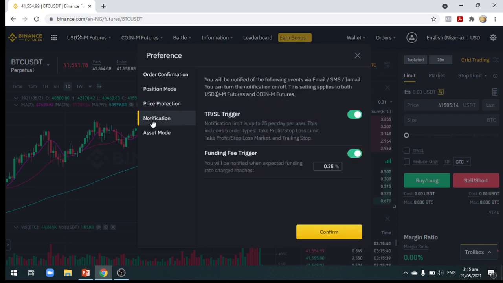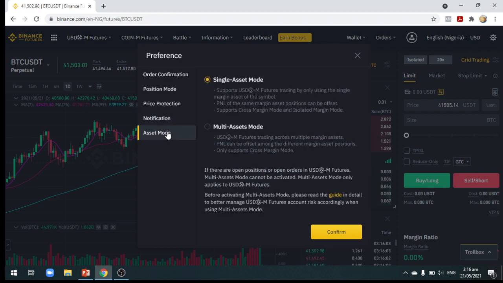And then notifications, would you want to be notified of take profit or stop loss trigger when the limit is up to 25, that is when the limit for the number of notifications you can have is 25 per day. So you may want to turn that on or turn it off depending on your preference.